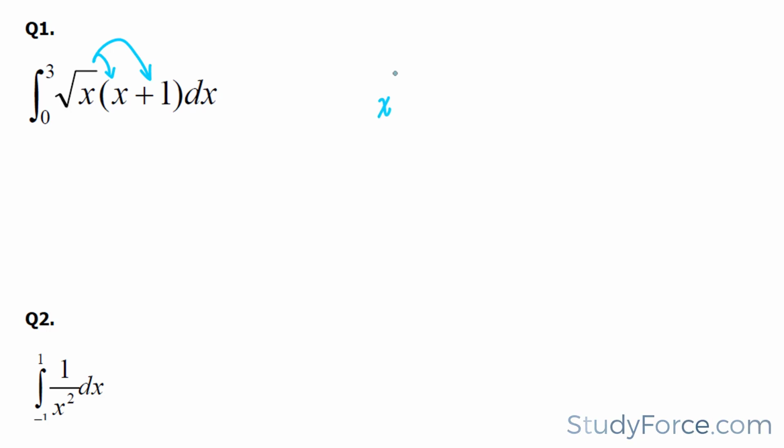Well, the square root of x is the same thing as saying x to the power of half. And if you multiply x to the power of half with x to the power of 1, you add these up. So you end up with x to the power of 1.5 or x to the power of 3 over 2. So we have x to the power of 3 over 2 plus x to the power of half. So that is our new, essentially, f at x.